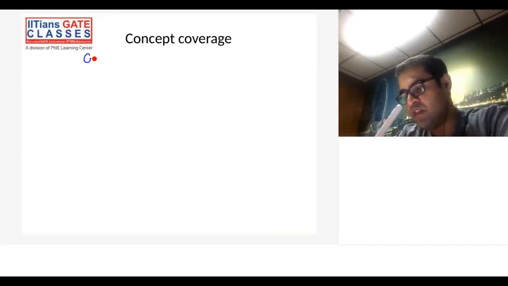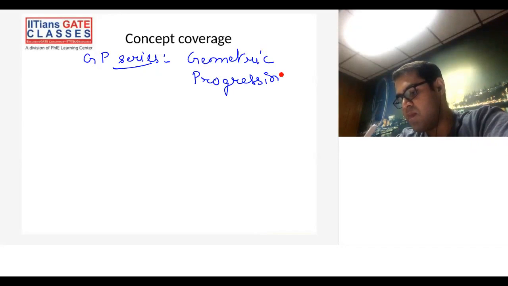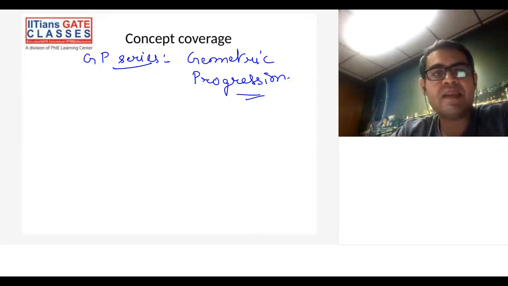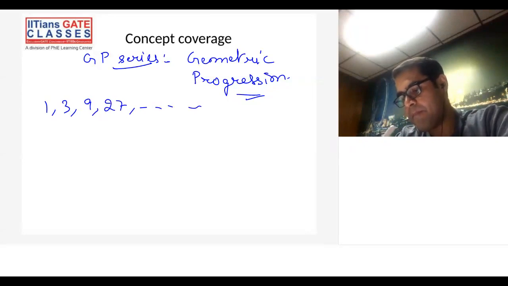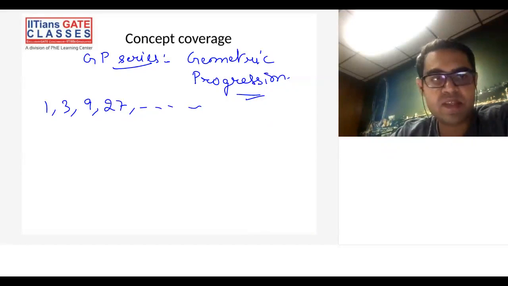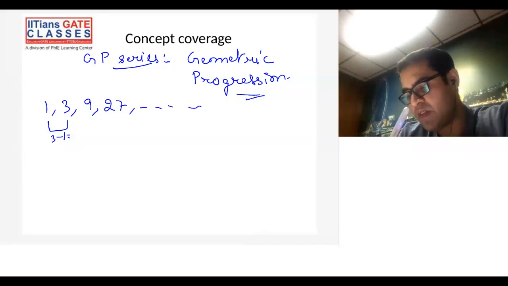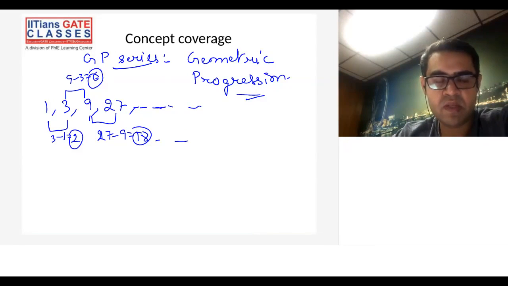Next we are going to see GP series. GP series is also known as geometric progression. I'll take an example to explain it. Imagine I have a series like this: 1, 3, 9, 27. First, I'll calculate the difference and check if this is an AP series or not. 3 minus 1 is equal to 2. Next difference is 9 minus 3 is equal to 6. Next difference is 27 minus 9 is equal to 18, and so on. So the differences are 2, 6, 18, and so on. The difference is not constant.